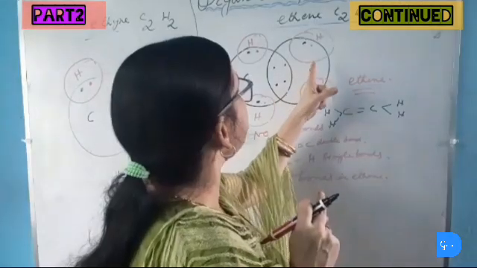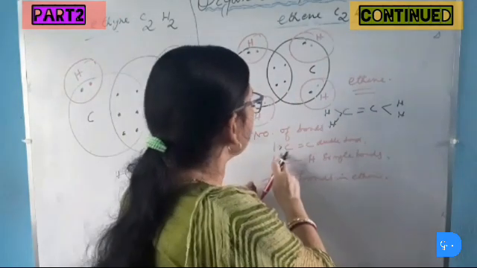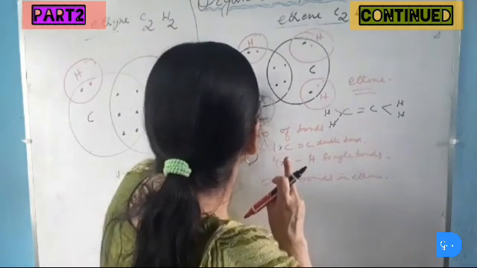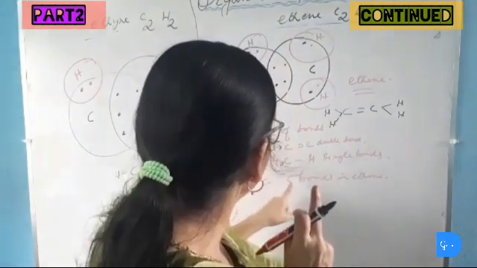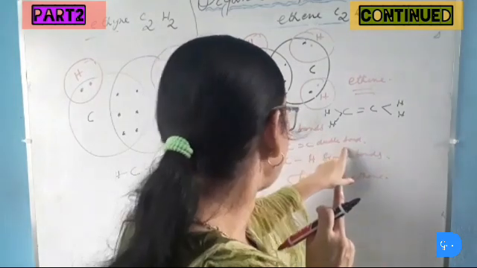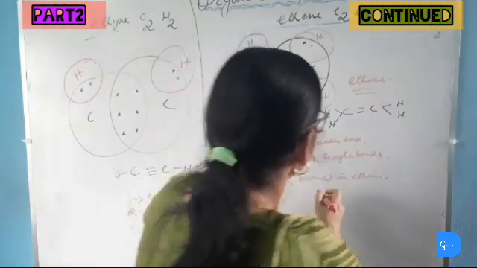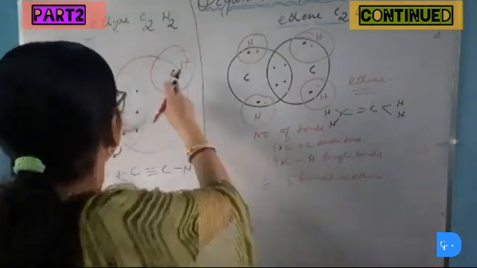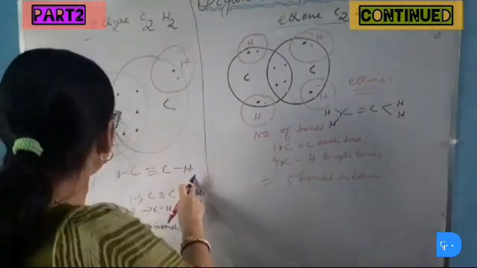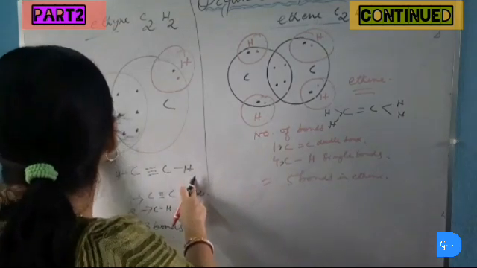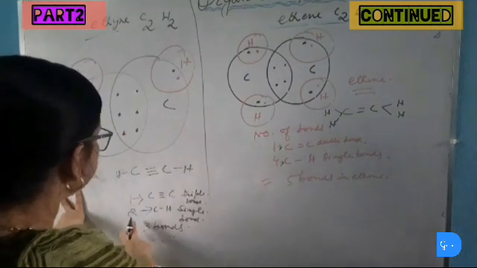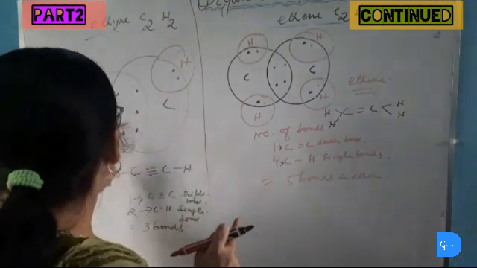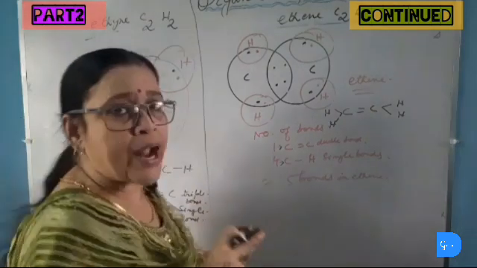In ethene we will see how many bonds are present. There is one carbon-carbon double bond and each carbon atom has 2 hydrogen bonds. So there are 4 carbon-hydrogen single bonds and 1 carbon-carbon double bond. Therefore there are 5 bonds in ethene. Now we will see how many bonds there are in ethyne. In ethyne there is 1 carbon-carbon triple bond and each carbon atom forms a single bond with hydrogen. So there are 2 carbon-hydrogen single bonds. Therefore there are 3 bonds: 1 carbon-carbon triple bond and 2 carbon-hydrogen single bonds.